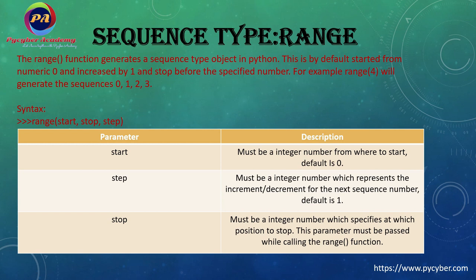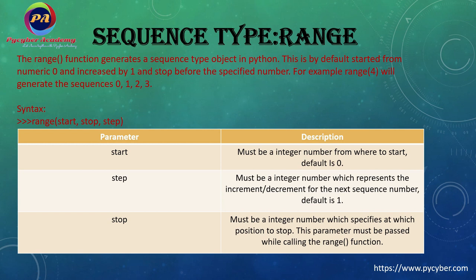The syntax is range, start, stop and step. Here the start and the step both are optional, but the stop is mandatory. The start parameter must be an integer number from where to start. Default is 0. If we are not passing any value to this, it will take 0 by default. But if we want to pass something, we can. I will go into this in more detail in a separate video. In this video, we are just trying to understand the different kinds of inbuilt data types in Python.